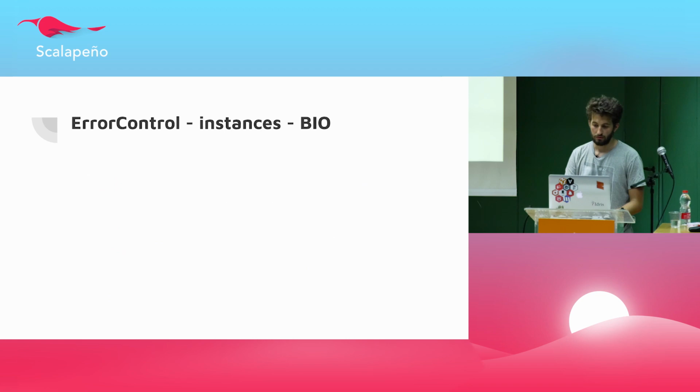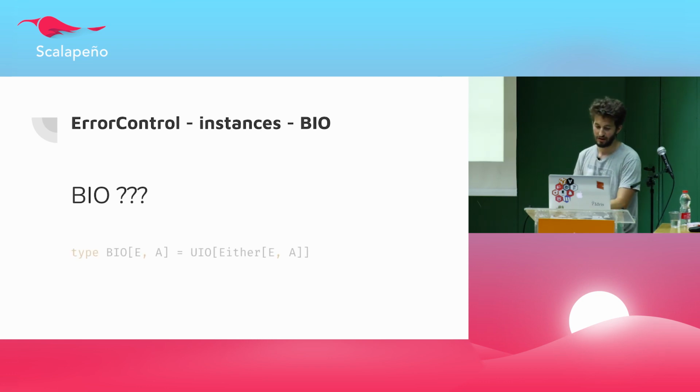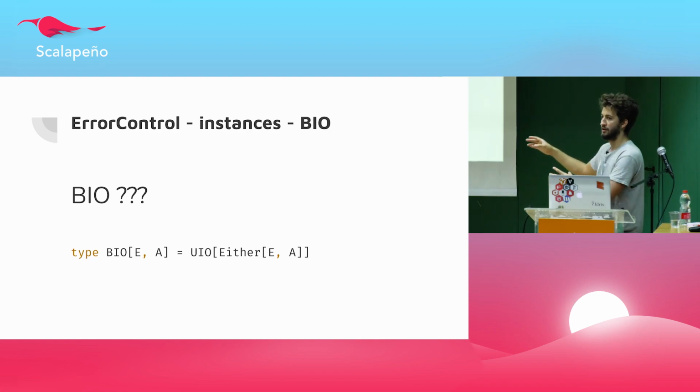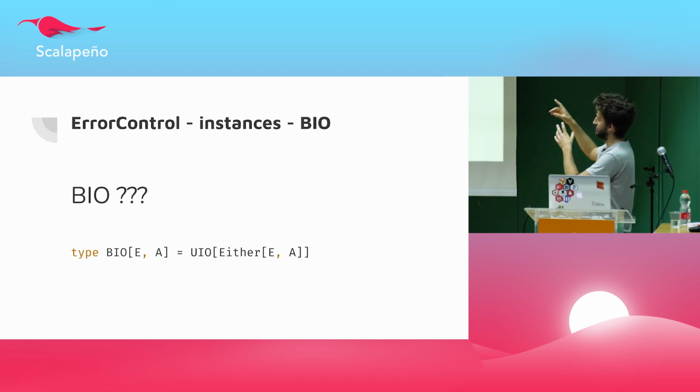OK, cool. So now we can also define instances for this thing called BIO. What? BIO? What? OK, so BIO is kind of the bifunctor I/O, or the binary I/O, which is a lot like I/O, but it's parameterized on the error type. So instead of being fixed on Throwable, a UIO is isomorphic to a non-exceptional I/O of either E or A. And that is what Pavel talked about today. And this is really cool.